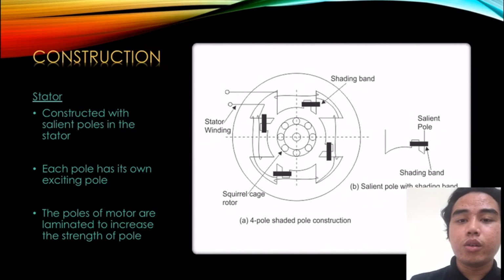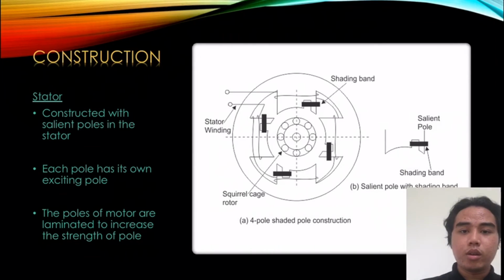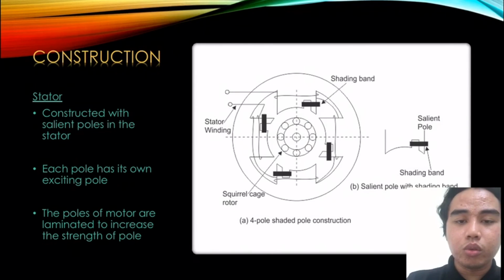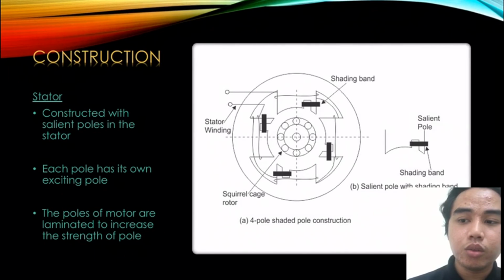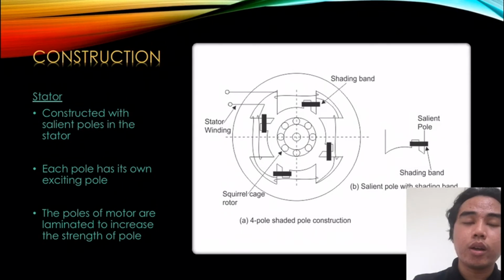The construction of the shaded pole induction motor has two main components, which are stator and rotor. The stator is constructed with salient poles. What are salient poles? Salient poles means the poles of the magnet are projected towards the armature of the motor. Each pole has its own exciting coil, and the poles of the motor are laminated to increase the strength of the pole.